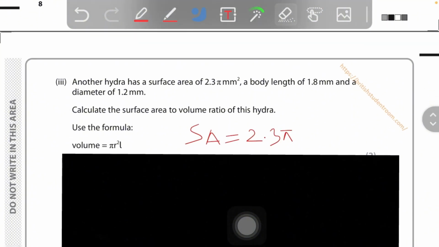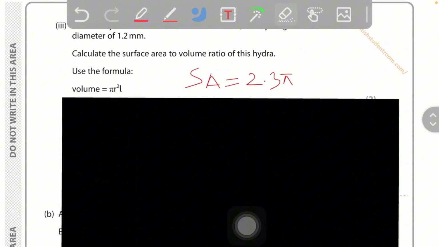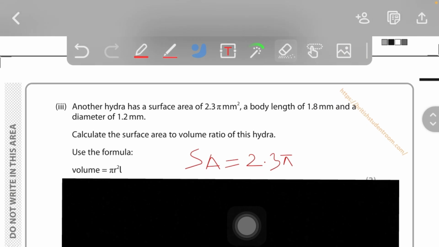Question 3. Another hydra has a surface area of 2.3 pi millimeter square, a body length of 1.8 millimeter, and a diameter of 1.2 millimeter. Calculate the surface area to volume ratio of this hydra. Use the formula volume equals pi r square L. So here the volume equals pi r square L.